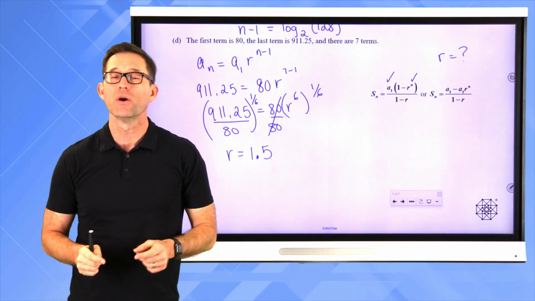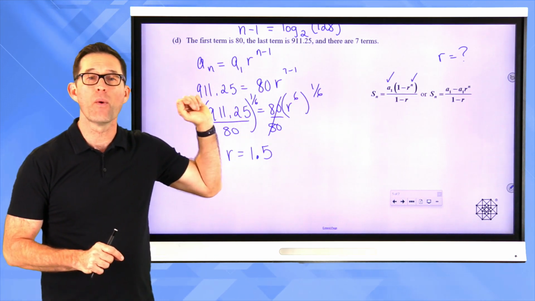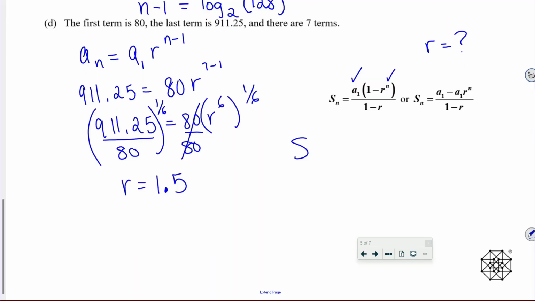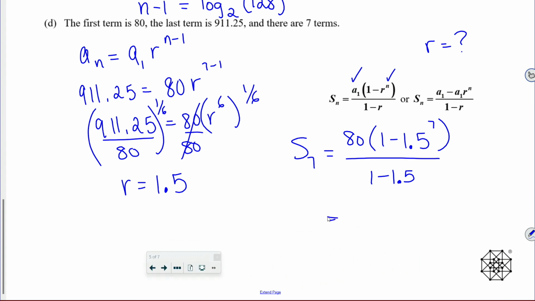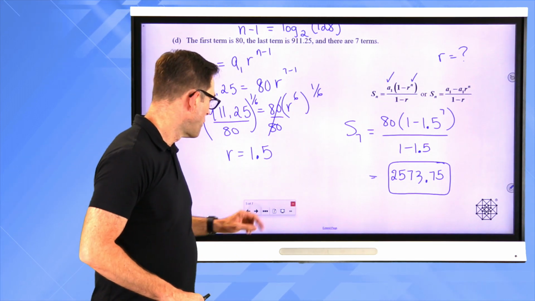And we often, in these types of problems, just like in the arithmetic series problems, have to use a combination of the geometric series formula and the geometric sequence formula. It is what it is. But now we've got all parts of that formula. We can just plug and chug. S sub 7 is going to be a1, which is 80, times 1 minus 1.5 all raised to the 7th, divided by 1 minus 1.5. Anytime the r value ends up being a decimal, it can get to be pretty ugly. And that ends up being 2,573.75. Not so bad. Let's do a couple more.